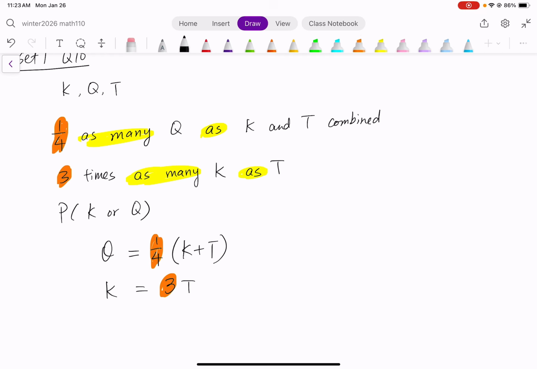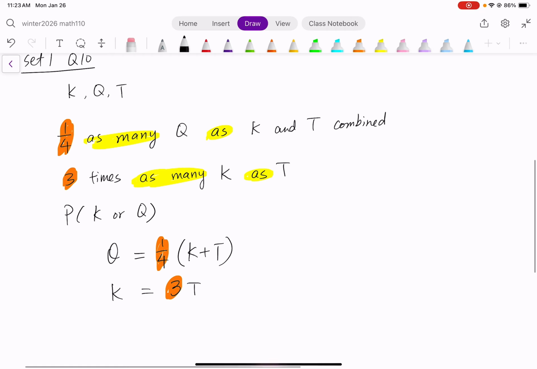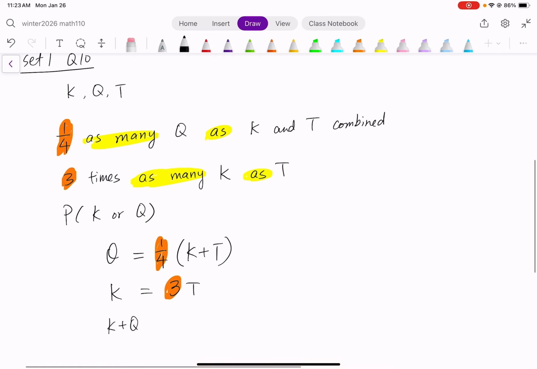Another thing you do want to know is there's always an implicit one they don't tell you, which is king plus queen plus twin equals 100%, or equals 1. They should always give that to you. Before you do any calculation, you should know this is a question you should be able to solve, because you have 3 equations and 3 variables.